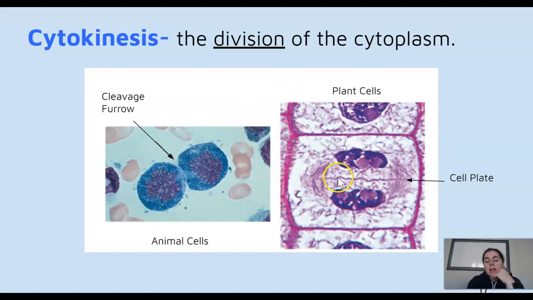In plant cells, they have cell walls instead of cell membranes. Well, they have cell membranes within the cell walls, but that wall is a harder, firmer material. So instead of a cleavage furrow forming, you get a cell plate. This forms along the middle, and once it's formed all the way across, the cells split apart.